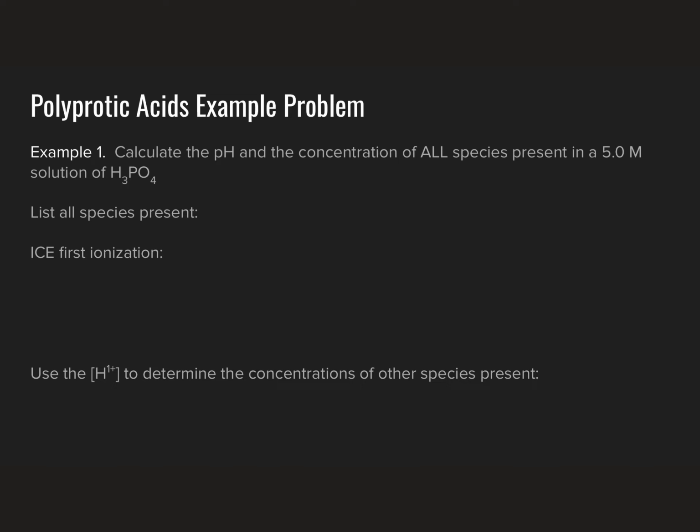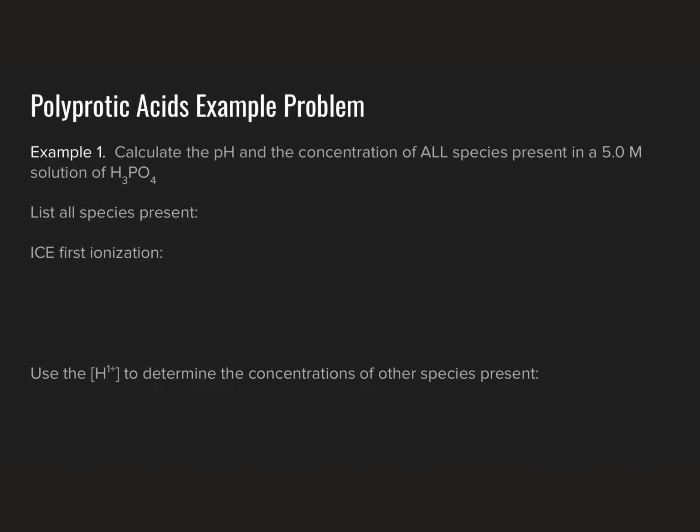All right, so now that we've had a look at the behavior of those polyprotic acids and their dissociation sequences, we're now going to have a look at an example problem to quantitatively examine the ideas discussed in the last slide. Example 1 asks us to calculate the pH of the solution as well as the concentration of all ions, all species present, in a 5.0 molar solution of phosphoric acid, H3PO4.